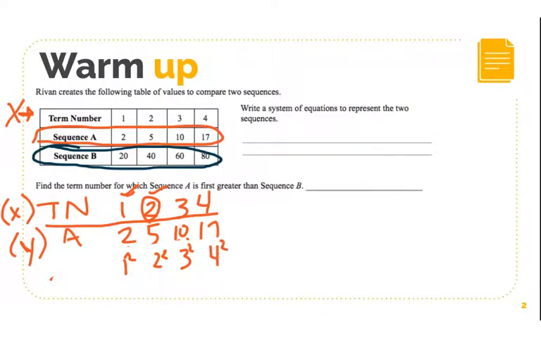So here, 1 squared is 1. And then I can add 1 to that to give me 2. 2 squared is 4 plus 1 is 5. 3 squared, 9. Oh, okay. Plus 1. And 4 squared is 16 plus 1. Awesome, right?